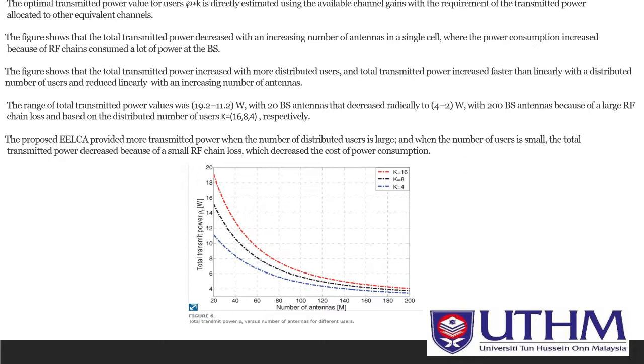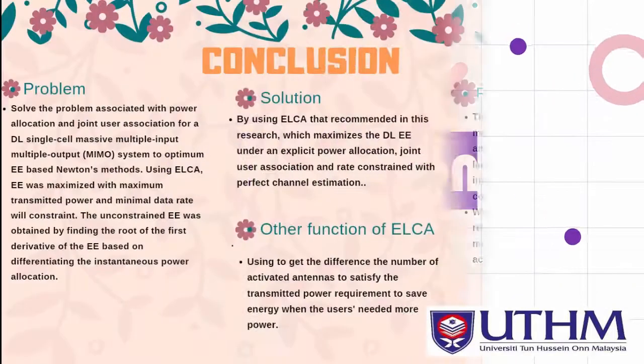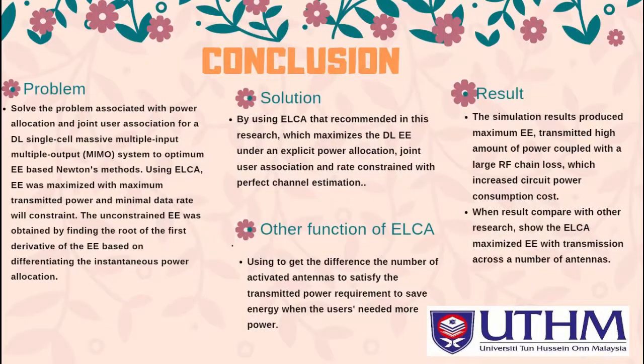The proposed EELCA provides more transmitted power when the number of distributed users is large. When the number of users is small, the total transmitted power decreases because of a small RF chain loss. And as the conclusion, the work solves the problem associated with power allocation and joint user association for a DL single cell massive multiple input MIMO system to optimize EE based on the Newton method.